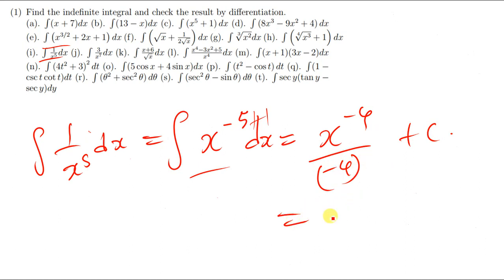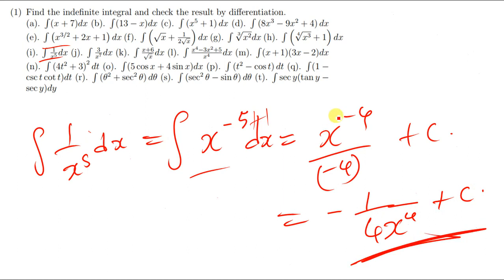So this can also be written as negative 1 over 4 x to the power 4 plus c. So I've just taken it to this format. Okay, so the same thing I've done here, that's what you do there.